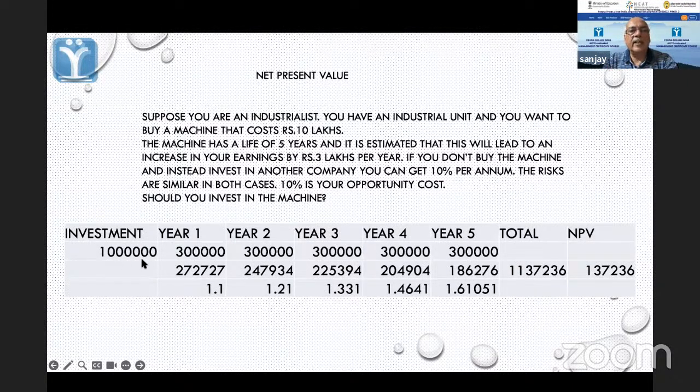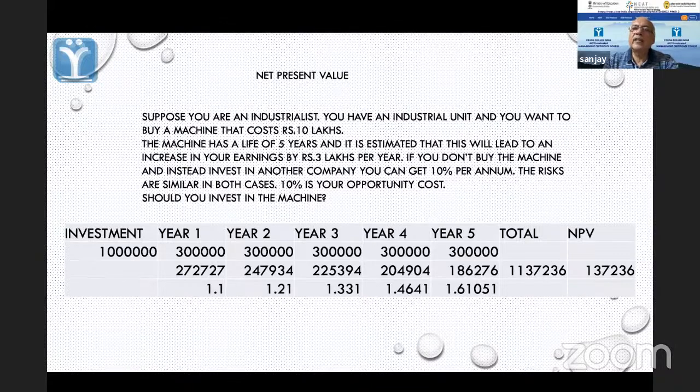So this is your investment here, 10 lakhs. After 1 year, you get 3 lakhs. But this 3 lakhs is being received after 1 year. So it's not equal to 3 lakhs today. This is the basic point which I'm trying to make. The present value of these 3 lakhs is 3 lakhs divided by 1.1. Why 1.1? This is 10% interest. 1 represents the principal. This is the interest component. So 10% is 10 divided by 100 or 0.10.